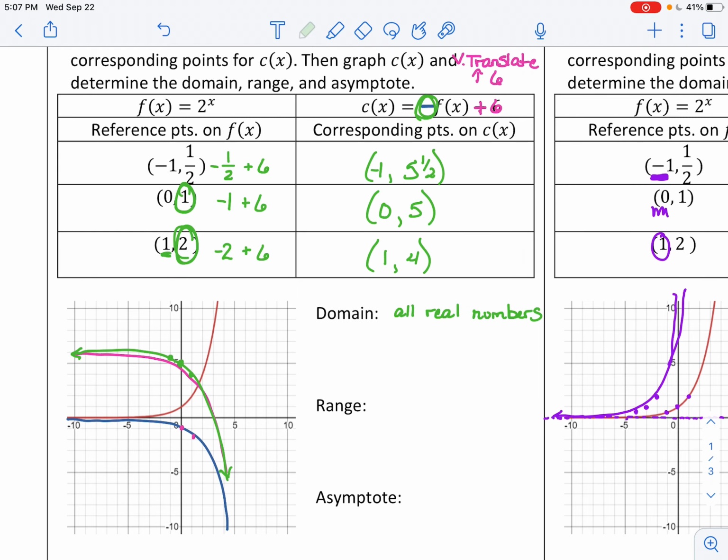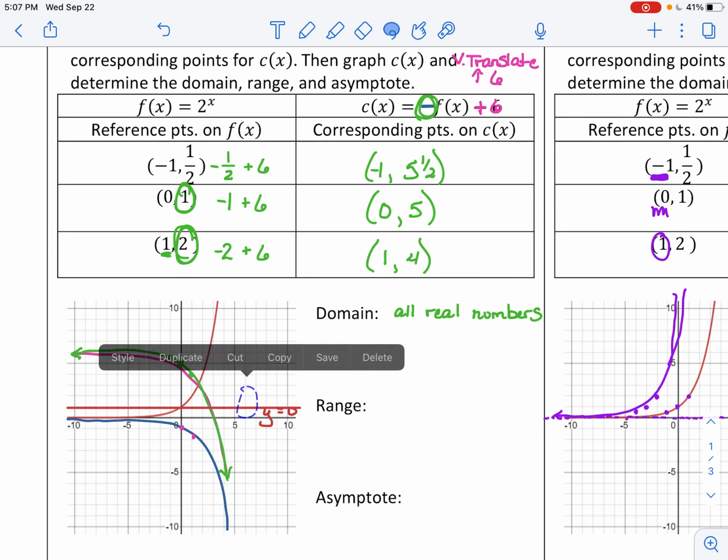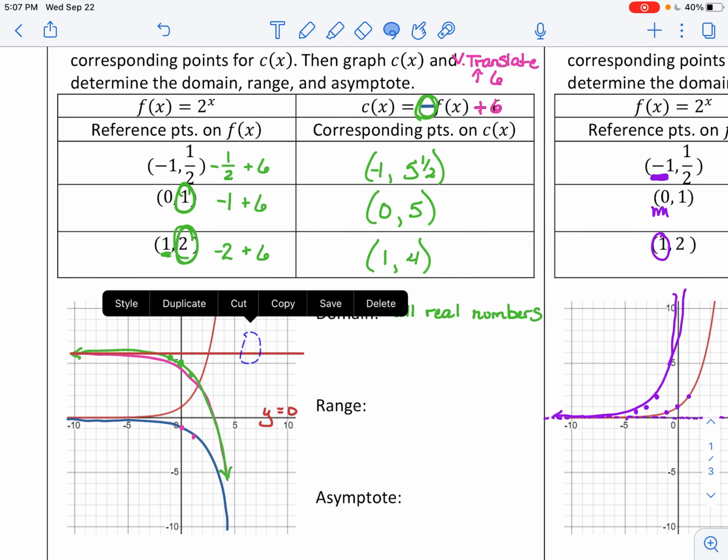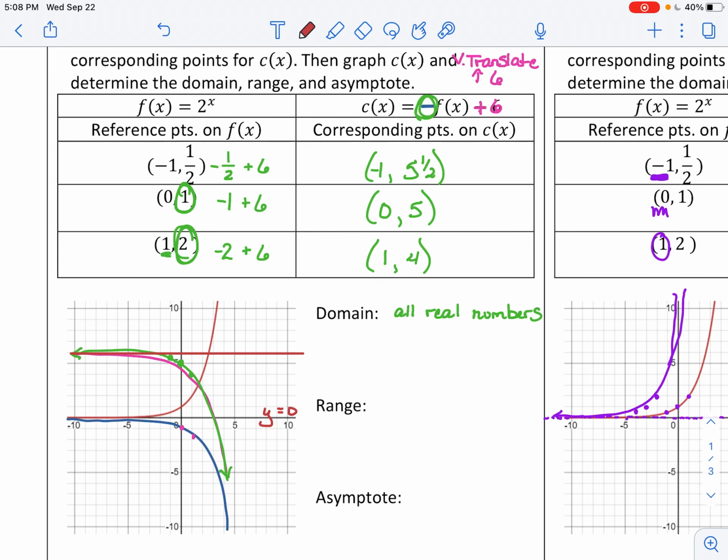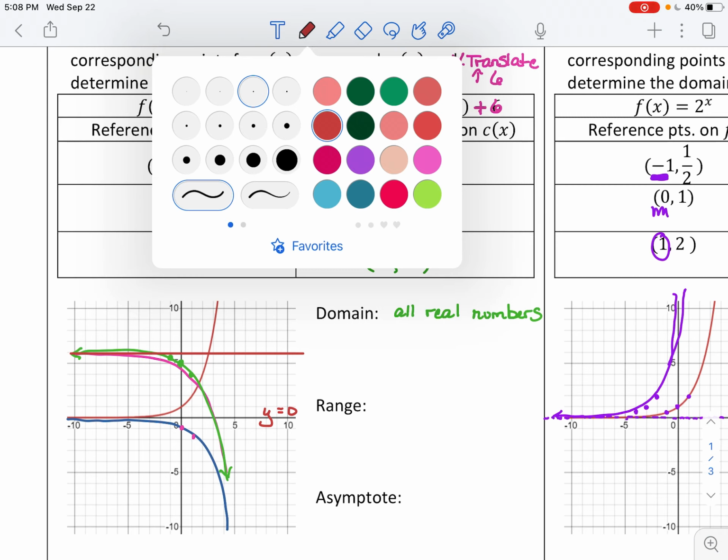But the range is the thing that is limited. So originally, on that parent function, it approached the x-axis, but it technically never touched the x-axis. So it used to be sitting here at y equals 0. When I flipped over the x-axis, the horizontal asymptote's still there. But when we did the translation, remember everything moved up 6. So the horizontal asymptote also moves up 1, 2, 3, 4, 5, 6. That's the line now that we approach but never touch.